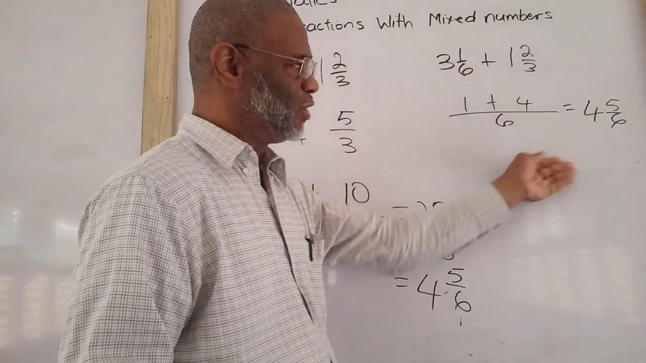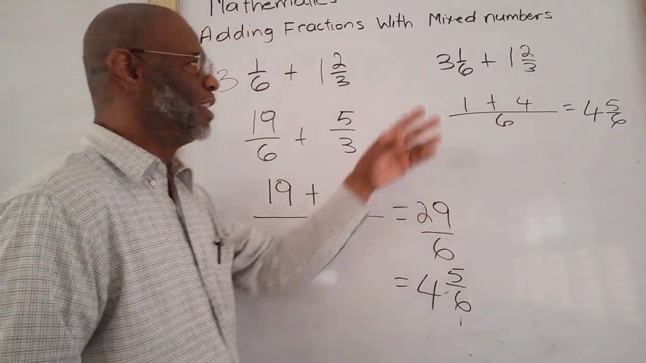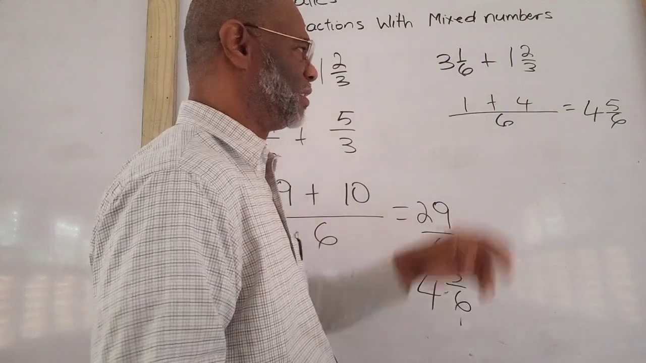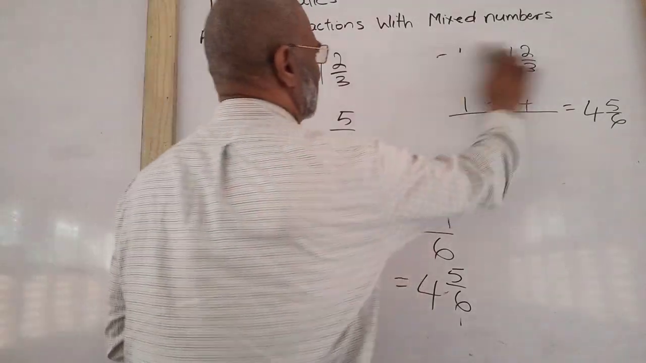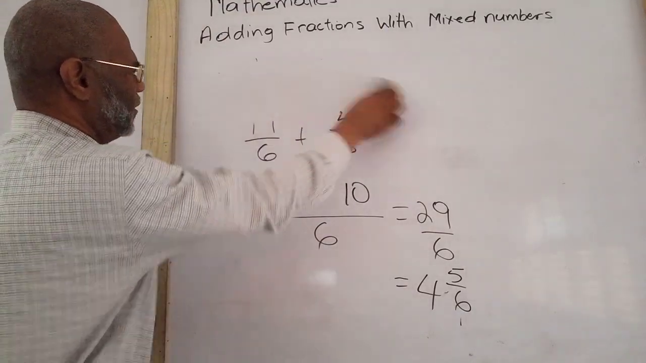With the other way, it's easier to make mistakes. You may forget to add the whole numbers. Okay, let's do 2 more.